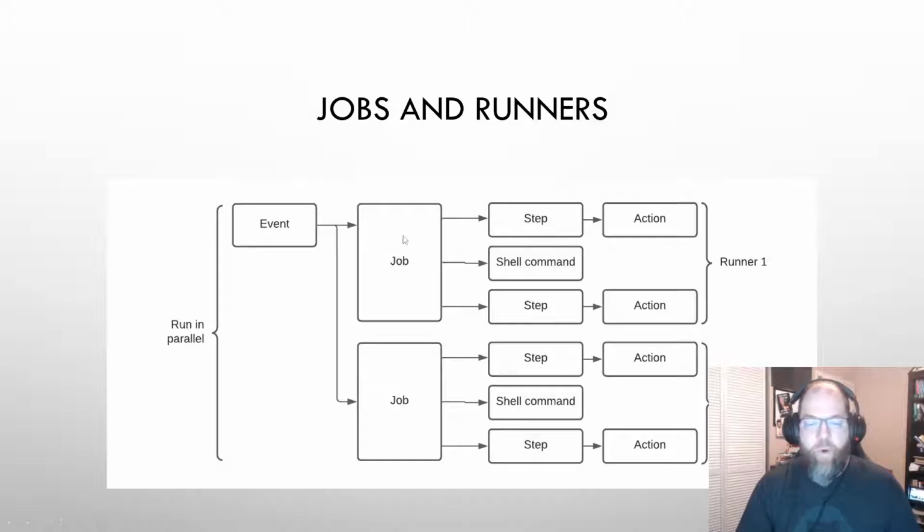There might be multiple jobs. Now each job executes on what's called a runner. And the jobs will try to run in parallel if you have multiple runners. So if you're using GitHub hosted runners and maybe you have all these jobs that are independent, they could potentially spin up and run in parallel. You can set dependencies on jobs. You can say, hey, this job is waiting on the output of this job.